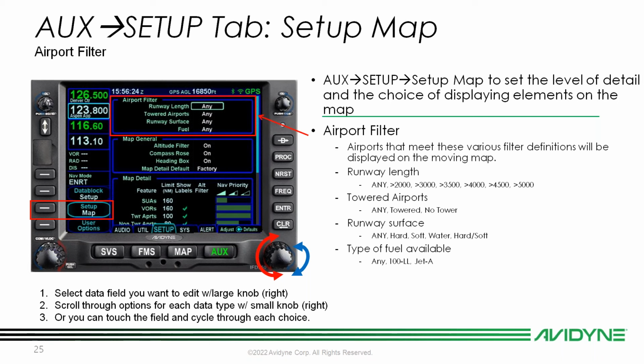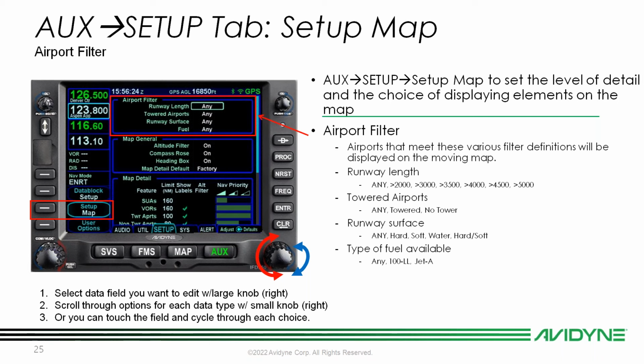Towered airports, we can filter that to give us any airport, any towered airport, or any airport with no tower. Of course, the default is any on that one as well. Runway surfaces: any, hard, soft, and water. Hard and soft runways are represented there in the IFD. So we have the ability to filter those out as needed. But of course, if we want them all available, we'll set that to any.